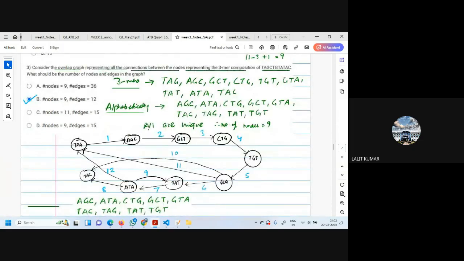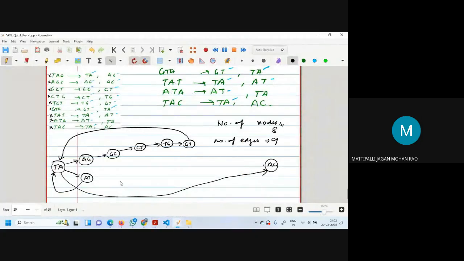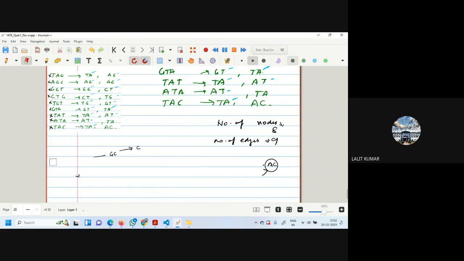So this I had done differently that time, but let's do it again. In the overlap graph, the nodes are basically the k-mers, right? This is the Euler's representation. This is the Euler's here. Okay, so in the overlap graph we are checking only that. So let's do it that way also. So we have got, for example, let's start from TAG.